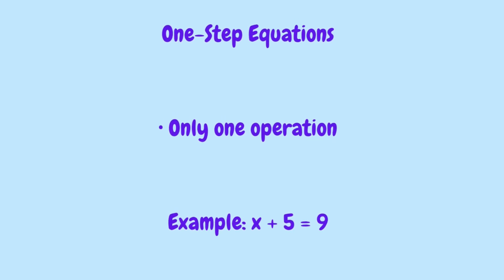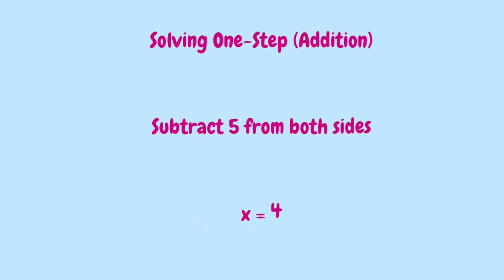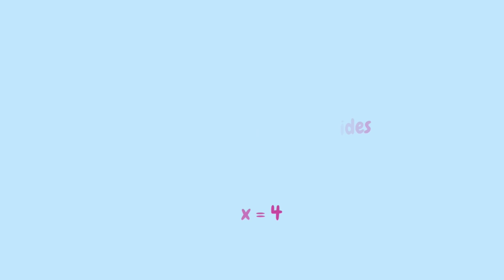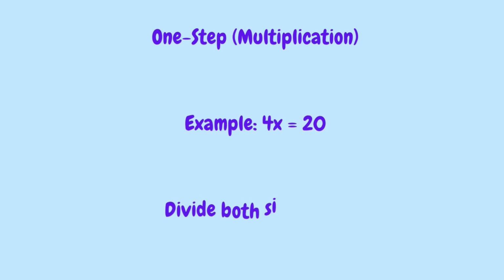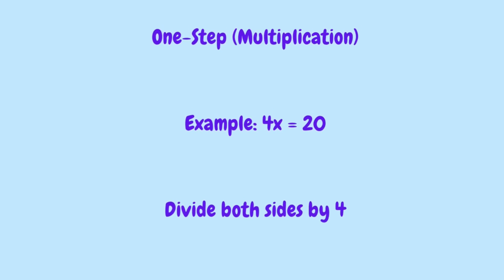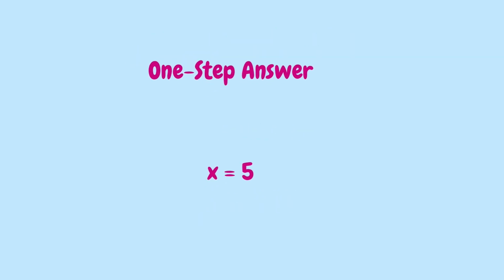One-step equations mean only one operation. For example, x plus 5 is equal to 9. So solving one-step addition, subtract 5 from both sides. So we get x equals 4. Now one-step multiplication, how to solve? For example, 4x is equal to 20. So divide both sides by 4. Now the one-step answer we get here is x is equal to 5.